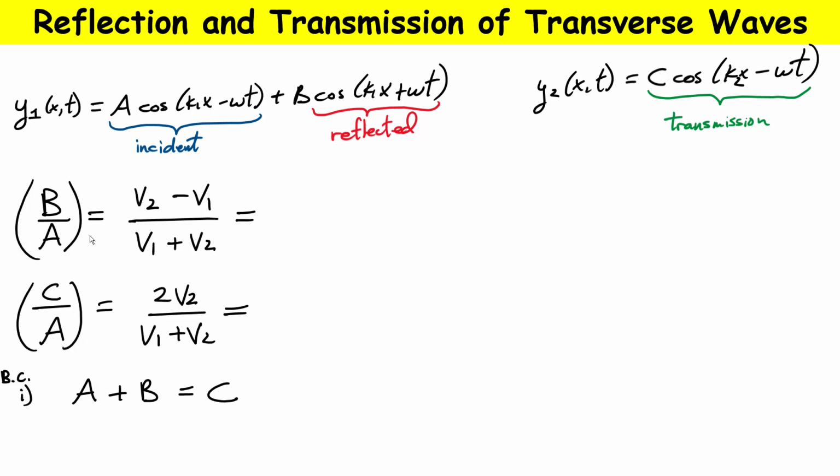All right, so these are the two ratios that we solved for. B over A, again, B is the reflected to the incident amplitude. This is given in terms of the difference over the sum of the speeds, and this is called the reflection coefficient of the wave. The other one, C over A, that's the transmitted amplitude over the incident amplitude. Again, written in terms of the speeds. This is called the transmission coefficient of that wave.